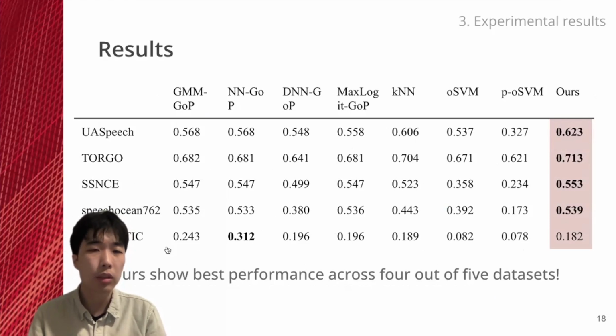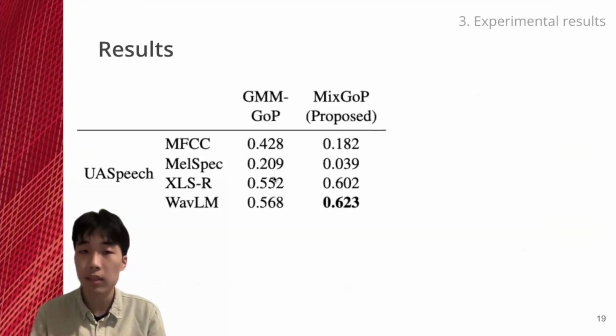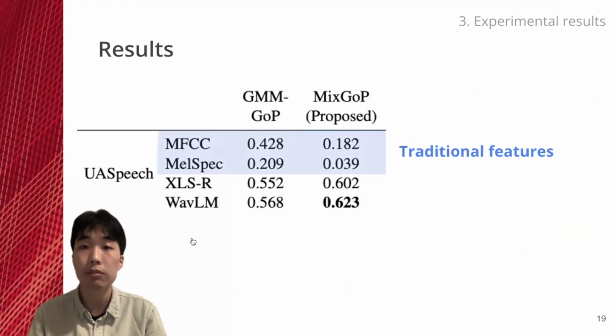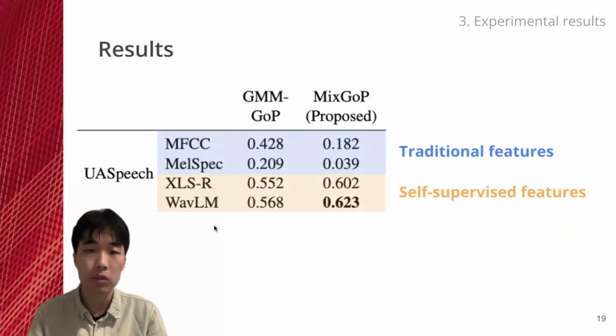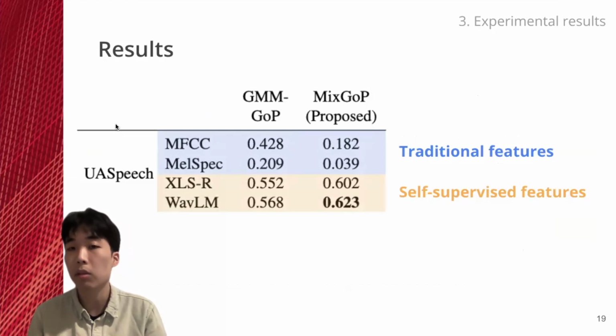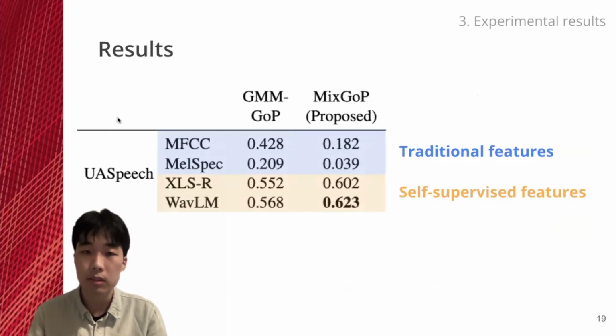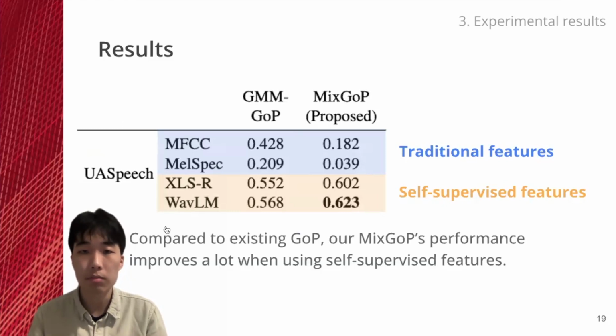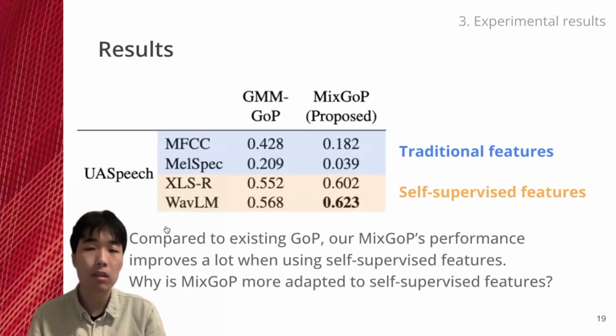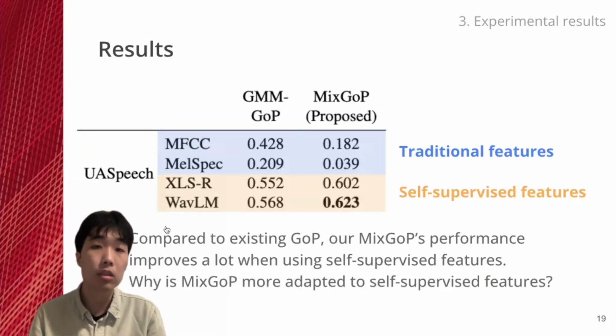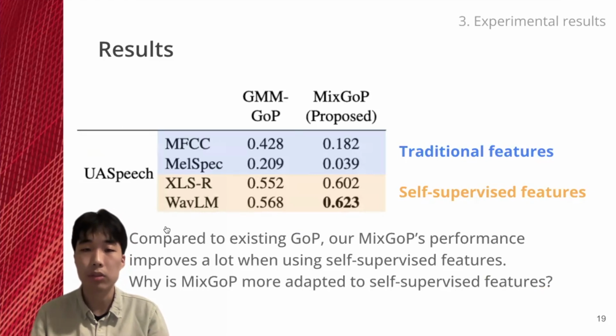And actually, if we look closer at the results, in this case the UA Speech, we can notice something peculiar. The first row is from the traditional features, and the second row, self-supervised features. And if we look at the mixed GOP, the right row, we can observe the huge performance gap between the two types of features, unlike the previous GOP methods. This often happens across different data sets also. So a natural question arises: why is mixed GOP so successful in self-supervised speech features rather than traditional features?